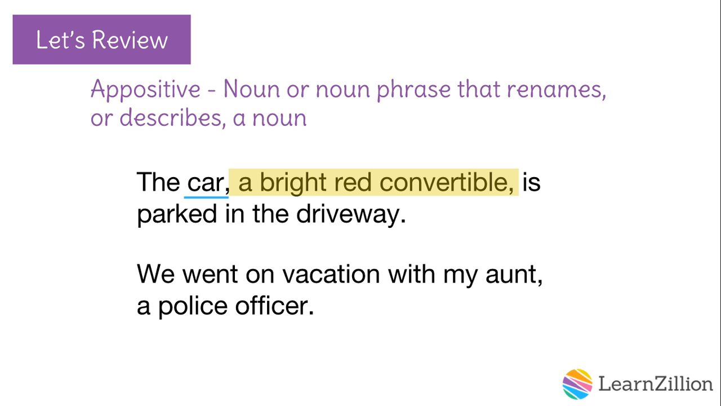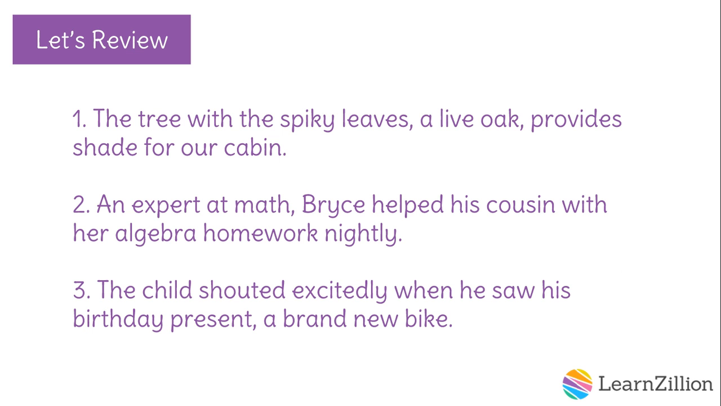Here's another example. We went on a vacation with my aunt, a police officer. Here, the appositive is a police officer. Notice how it comes right next to the noun it's describing, aunt, and is separated from the rest of the sentence with a comma. Let's do a quick practice.